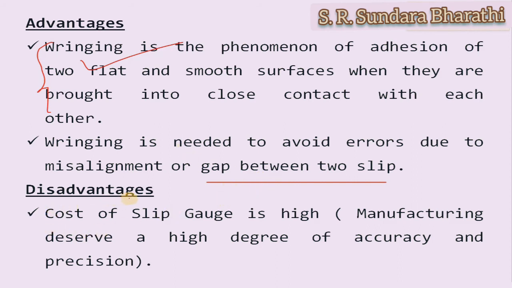What are the disadvantages? The cost of slip gauges is high, of course, because we get good accuracy and a very good surface. More care has to be taken in manufacturing, and after that the lapping process is involved. This is the nature of the work, which causes more cost, as they deserve a high degree of accuracy and precision. These are the reasons behind the high cost of slip gauges.